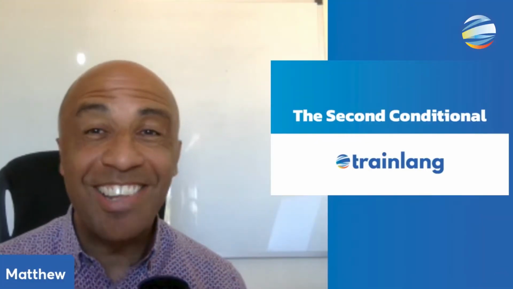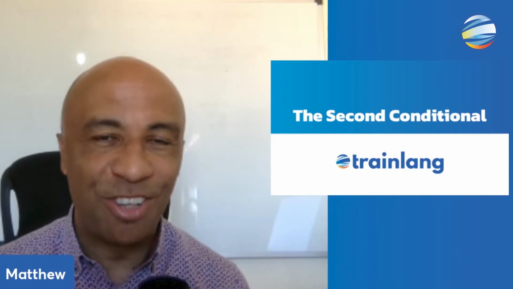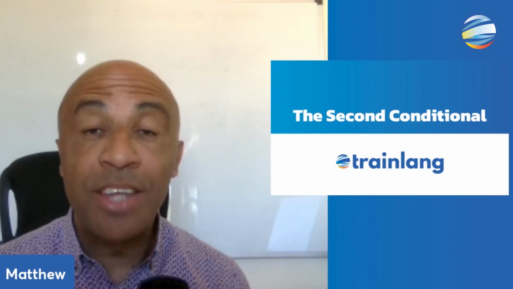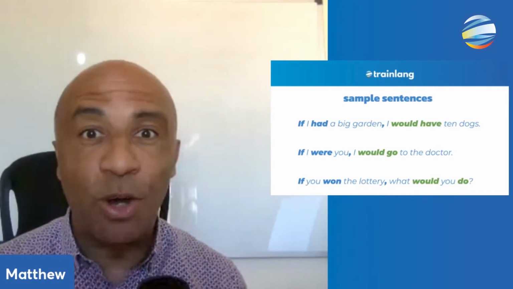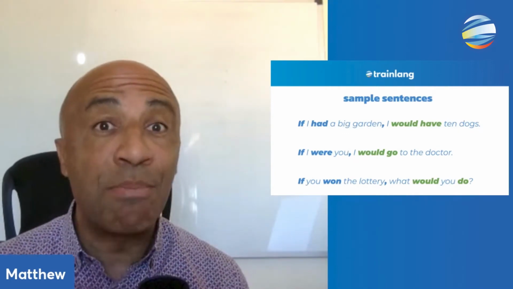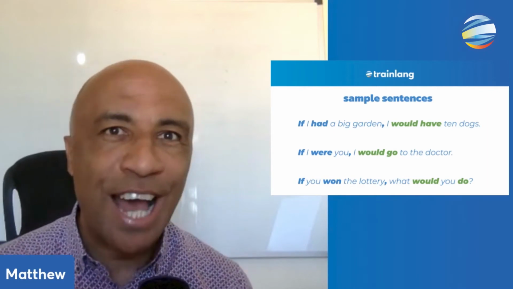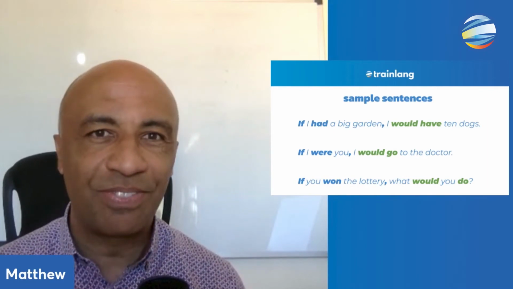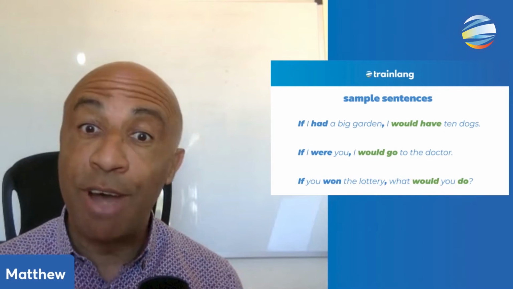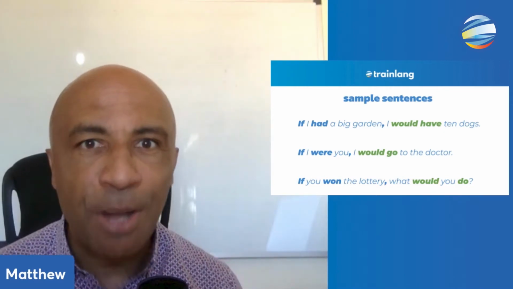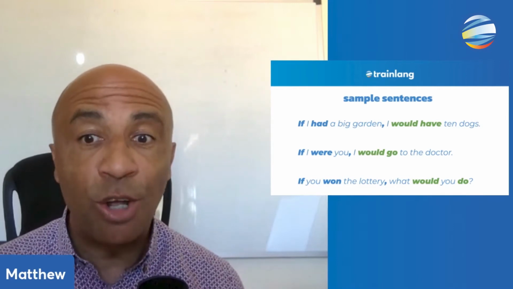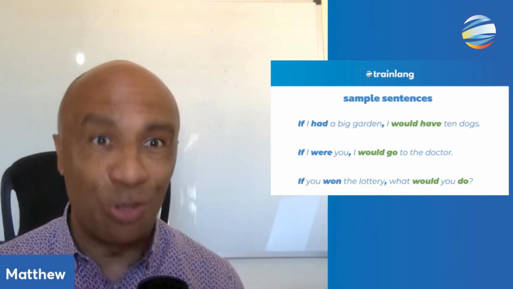Good. So let's have a look at the second conditional tense. And we have some sample sentences to look at together. There we go. So, number one, if I had a big garden, I would have 10 dogs. Number two, if I were you, I would go to the doctor. And number three, if you won the lottery, what would you do?